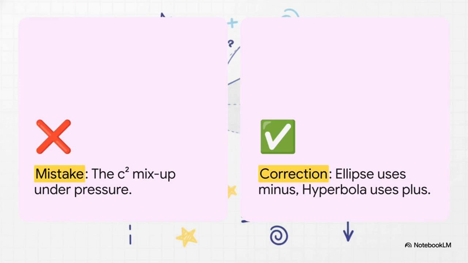Just remember the correction. When solving for c-squared, the ellipse uses a minus. So c-squared equals a squared minus b squared. The hyperbola, on the other hand, uses a plus. So c-squared equals a squared plus b squared.